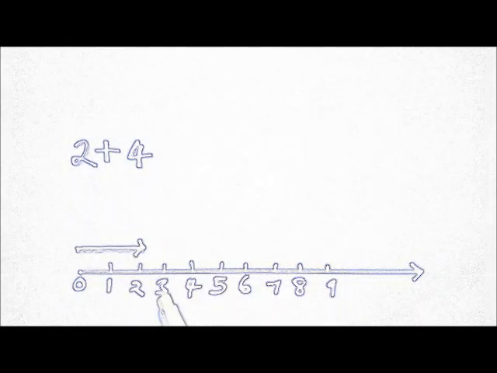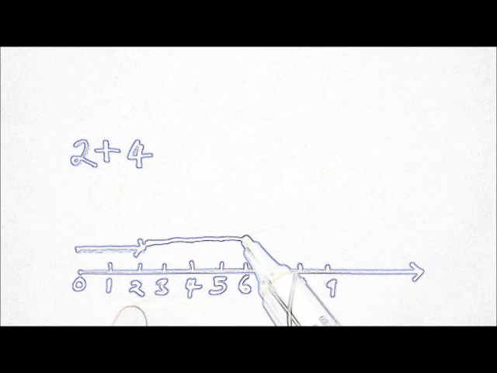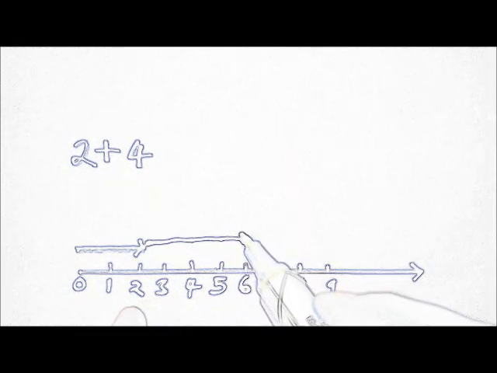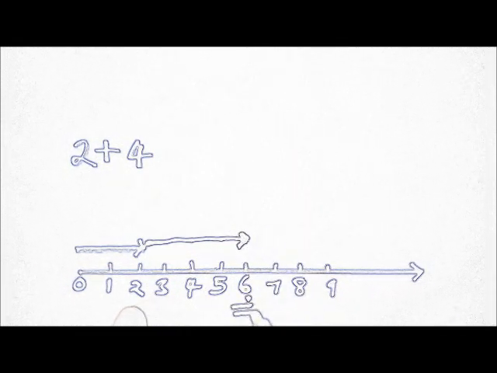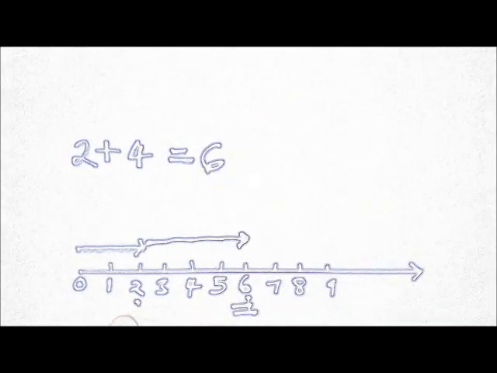Plus 4 means where you've ended, add 4 steps. We are going to start from 2 where we ended. 0, 1, 2, 3, 4. So our next line starts from here, 0, 1, 2, 3, 4. So 4 ends where there's 6. And that means 2 plus 4 more steps ends at 6. Therefore, 2 plus 4 equals 6.